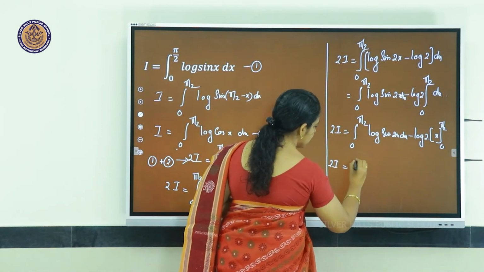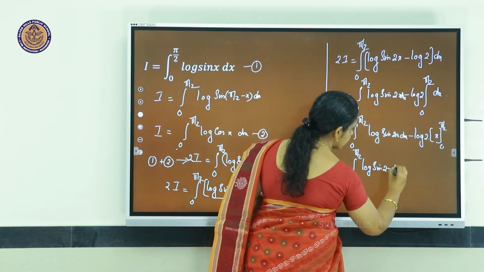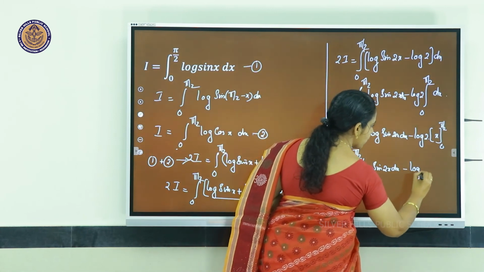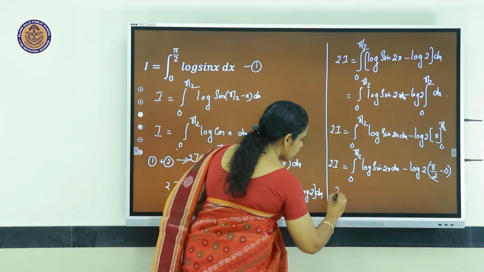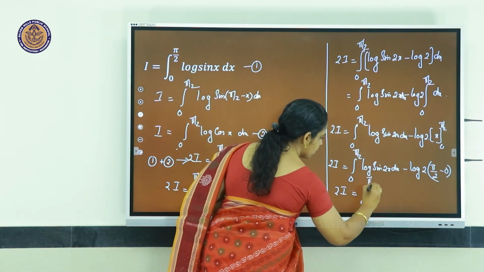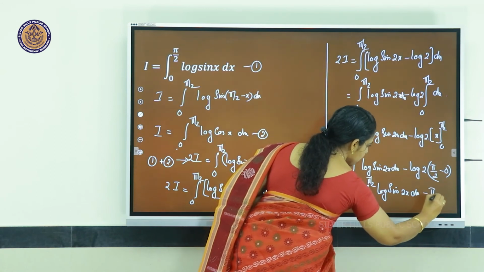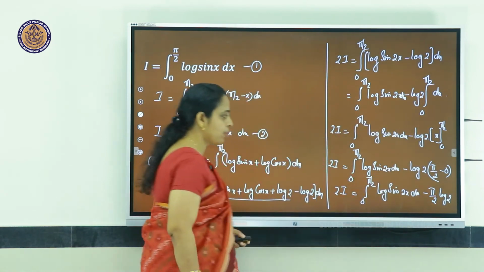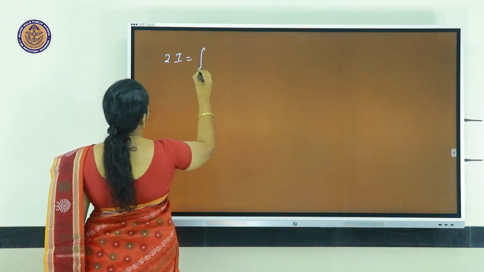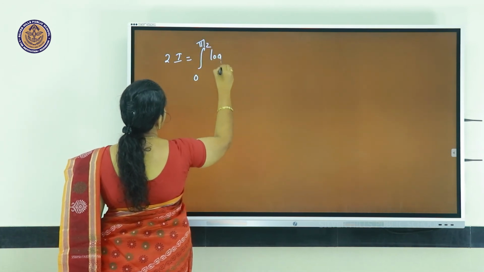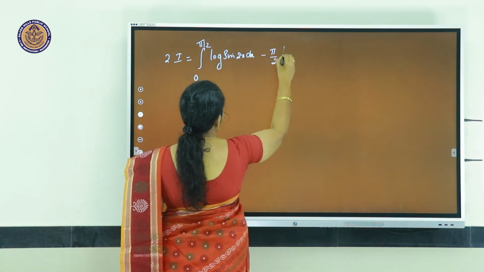2I equal to integral 0 to pi by 2 log sin 2x dx minus log 2 into pi by 2 minus 0. So, here you are getting the line 2I equal to integral 0 to pi by 2 log sin 2x dx minus pi by 2 log 2. Now, let us copy it to the next line and continue. 2I equal to integral 0 to pi by 2 log sin 2x dx minus pi by 2 log 2.